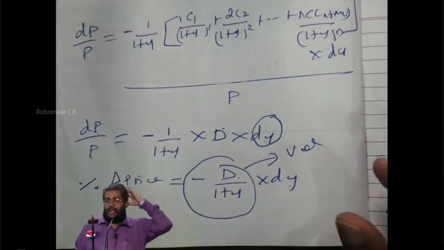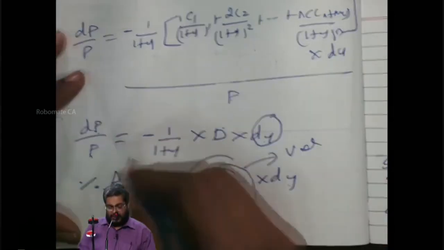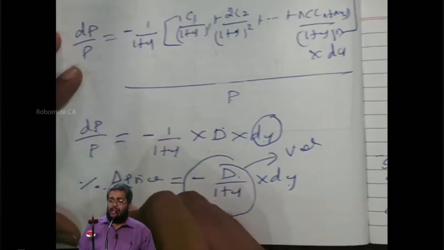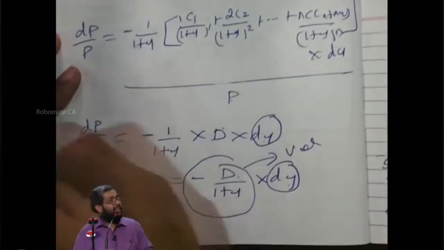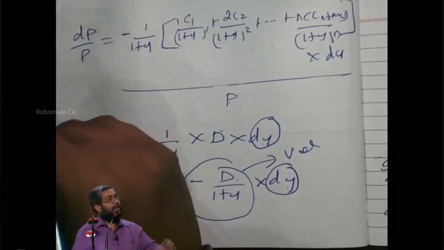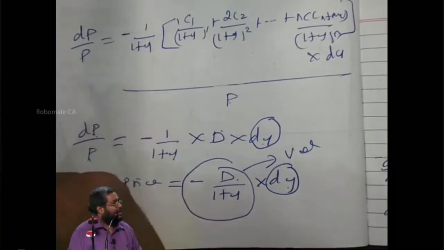Tell me, volatility is nothing but what? The percentage change in bond price with respect to the change in the yield to maturity is what they call the volatility of the bond. Everybody understand clearly the concept of volatility or not?